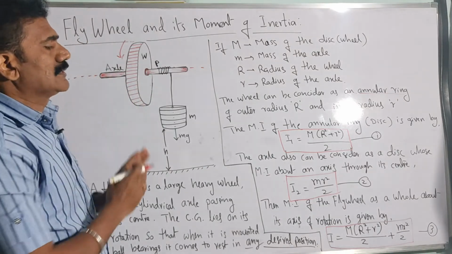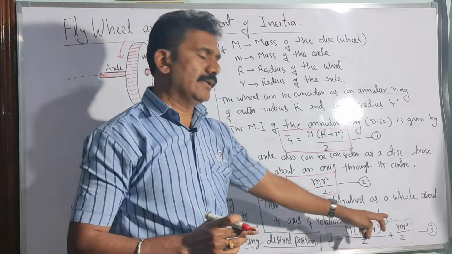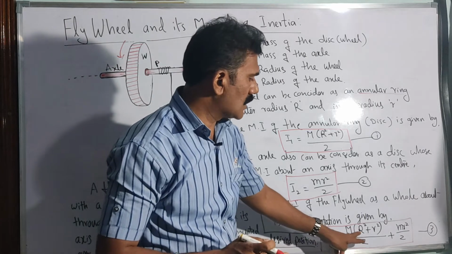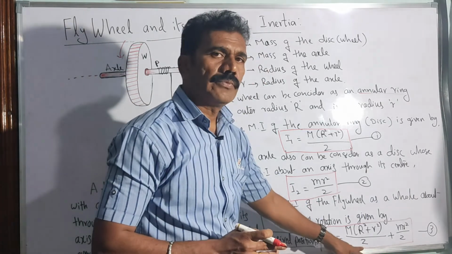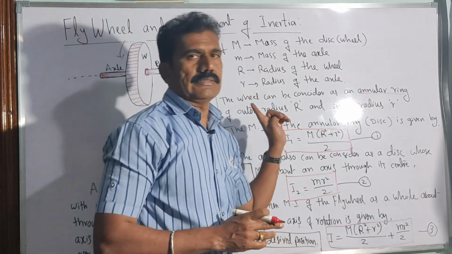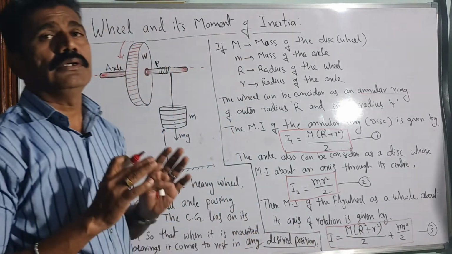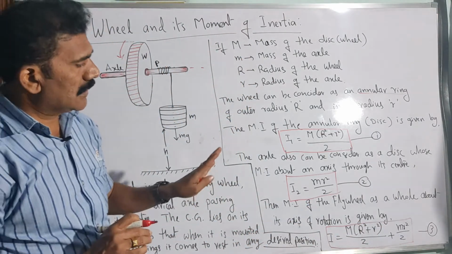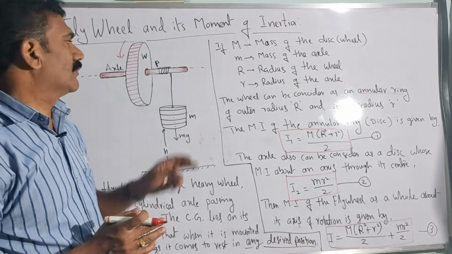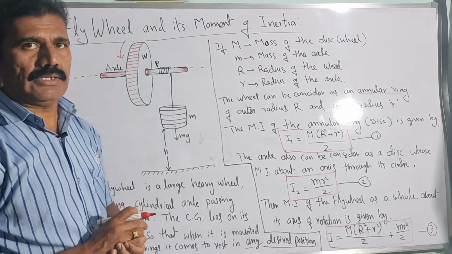Okay, so the moment of inertia of the flywheel as a whole about the axis of rotation is given by, now we have to add these two equations, right? So I is equal to m into r square plus r square by 2 of the wheel, plus mr square by 2, that is for the axle. So put together, just adding these two, you will get the total moment of inertia of the flywheel. Okay, so this is the theoretical expression to know the moment of inertia of the flywheel about the axis of rotation passing through the center of the flywheel. Okay.